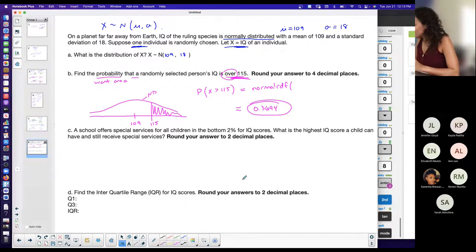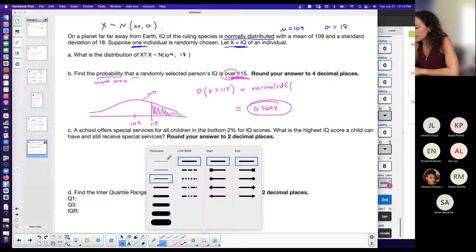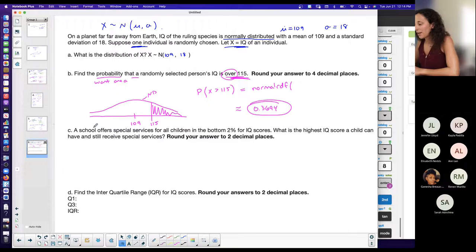So, again, same planet, far, far away from Earth, which obviously I guess they're supposed to be a little more intelligent than us, huh? A school offers special services for all children in the bottom 2% for IQ scores. What is the highest IQ score a child can have and still receive special services?